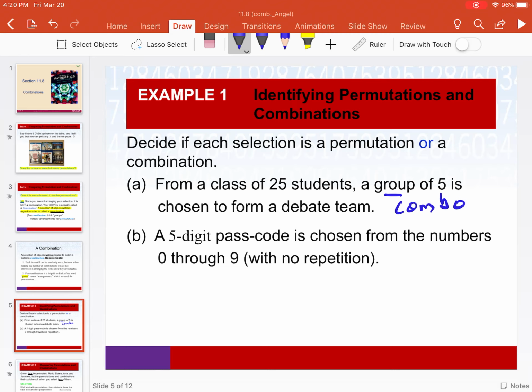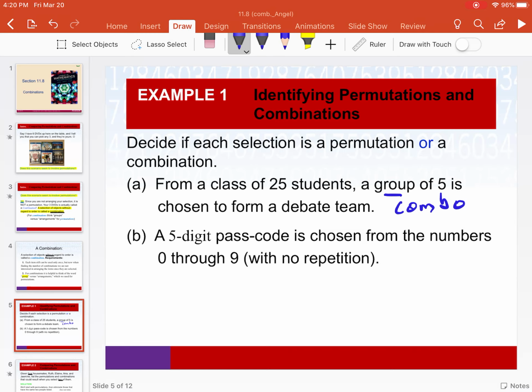Now, things you should be asking yourself: if I arrange the digits, would I get a different passcode? Would that open up your safe? Well, no, you have to get it right. The order makes a difference, okay?